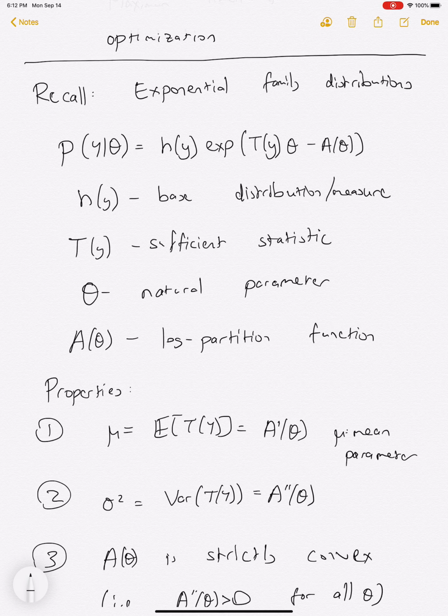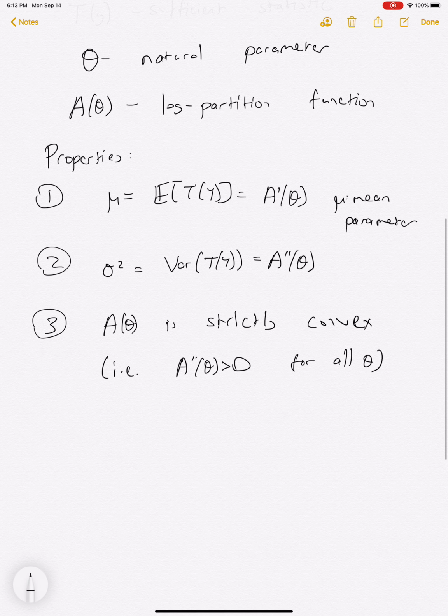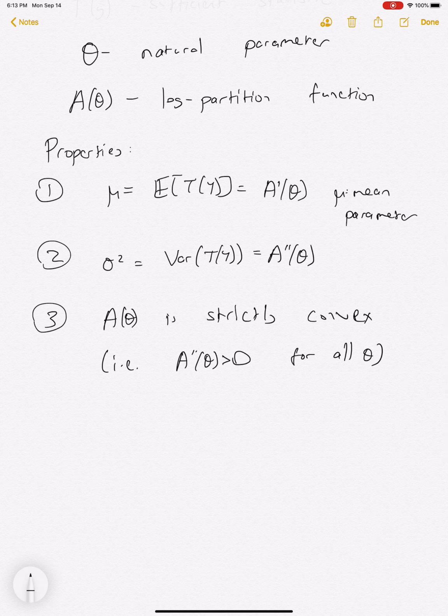The exponential family distribution has this form and it's exponential because there's an exponential in it. There are four key components here, which we've touched on already: the base measure or base distribution, h of y; the sufficient statistic, t of y; the natural parameter theta; and the log partition function. The log partition function is probably the function that carries the most information about this distribution. If you know that, then that tells you a lot about the distribution.